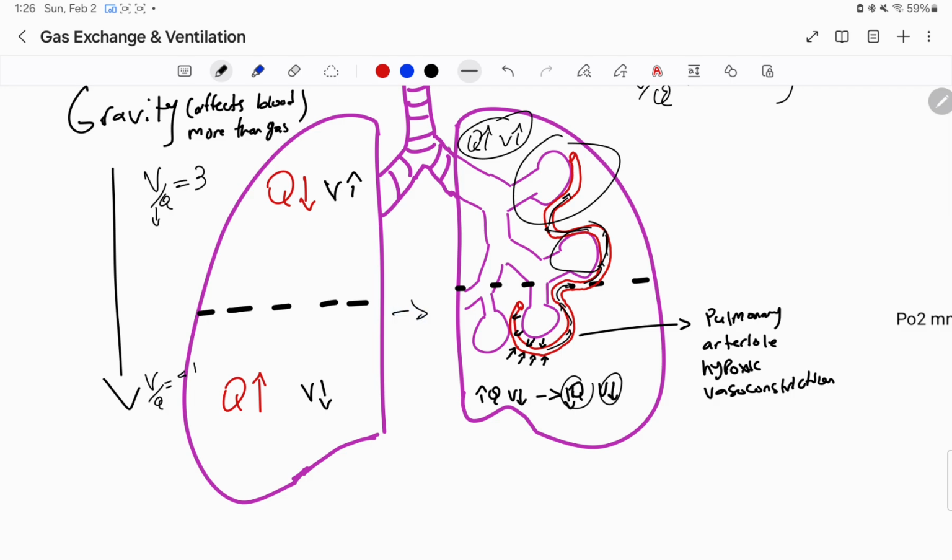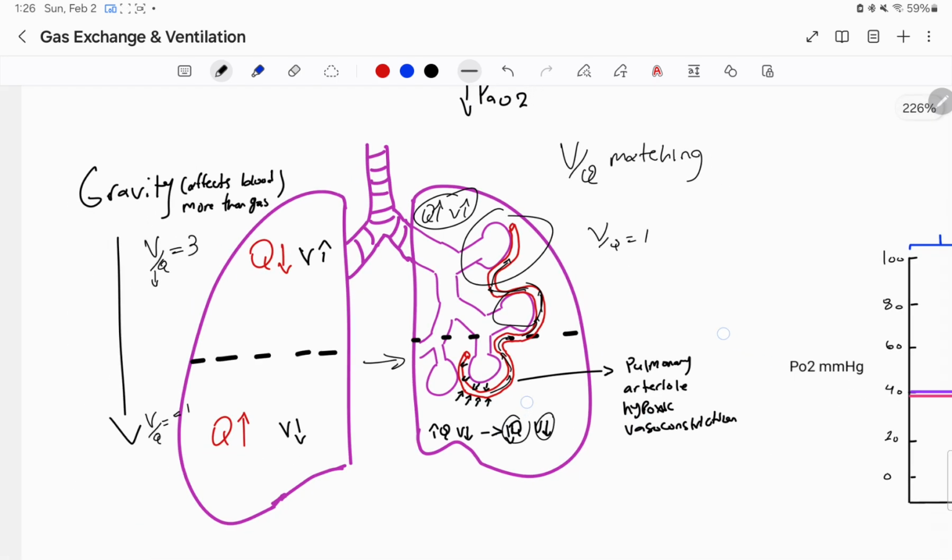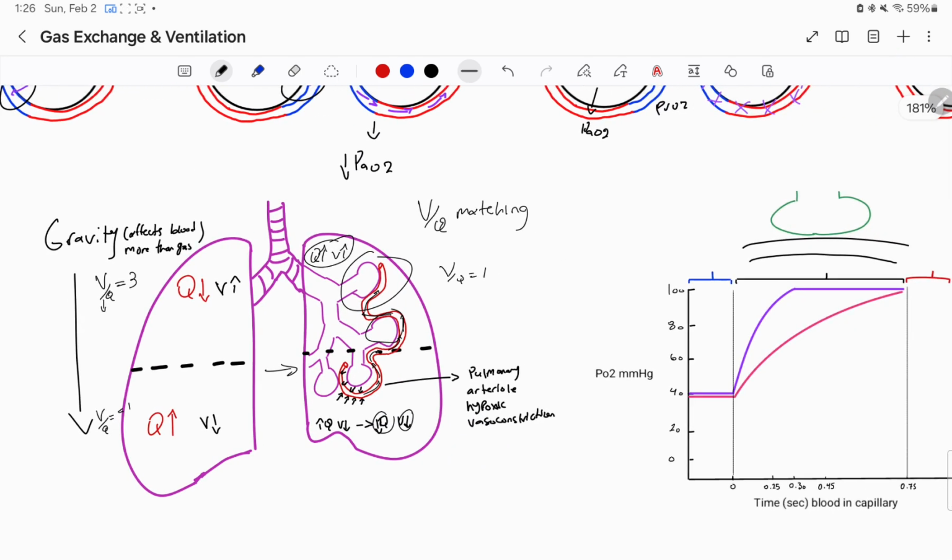With this mechanism in place, we actually brought it closer to 1. Now, by no means is all of the lungs still going to be equal to 1. Even when we have this mechanism in place, by no means is that going to happen. But this actually rescues this ratio a bit more than if we didn't have this mechanism. If we didn't have this mechanism in place, then boy, we'd be in trouble. That would be a very inefficient gas exchange occurring.